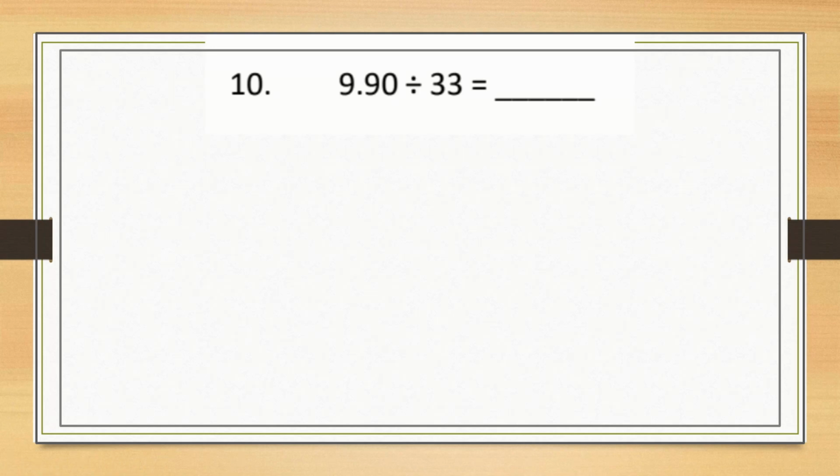Advanced Number Skills 2, multiplying by 5 and using knowledge of tables to calculate mentally. So in this question, number 10, 9.90 divided by 33. You can do this in your head very quickly. Let me show you how.